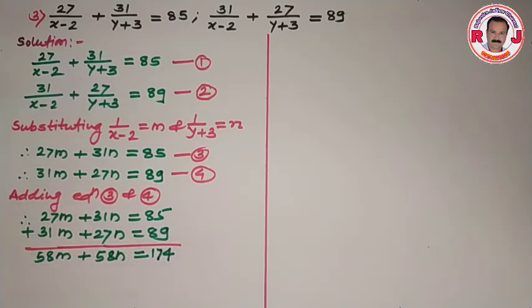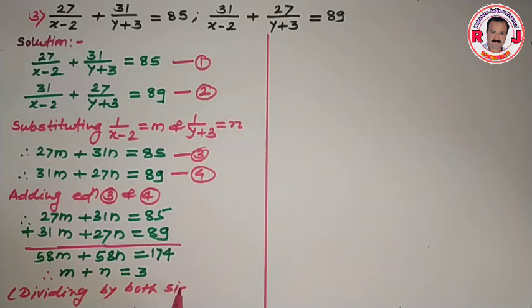Here dividing both sides by 58, the remaining part divided by 58. Here 58 ones are 58, m plus n is equal to, 58 threes are 174. Here the reason is dividing both sides by 58.